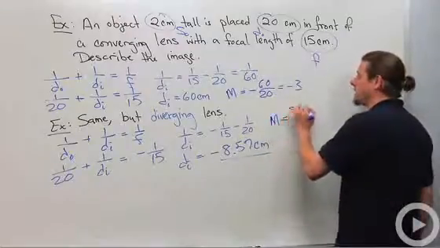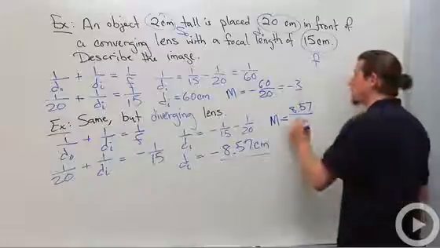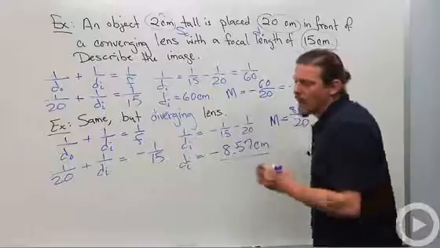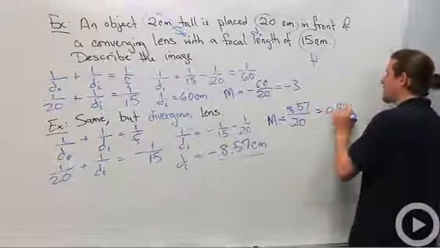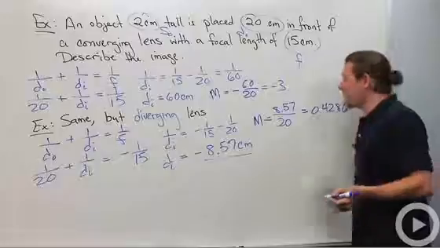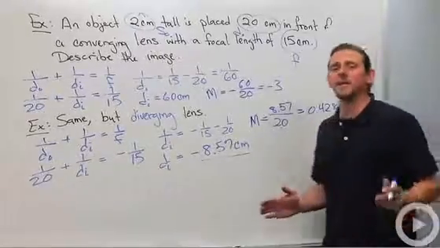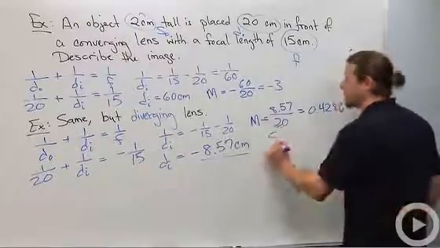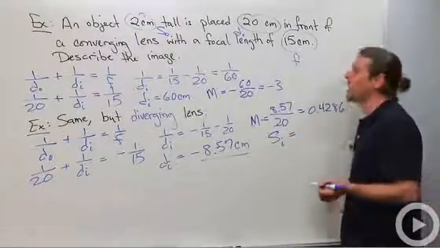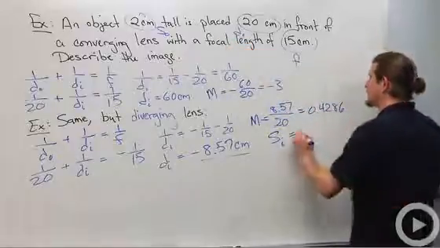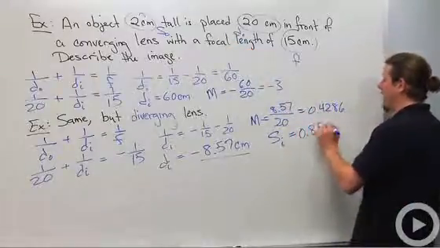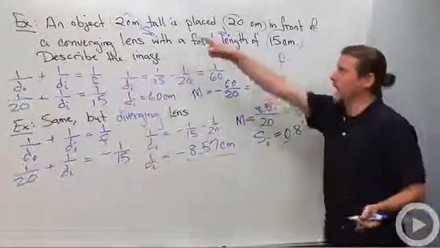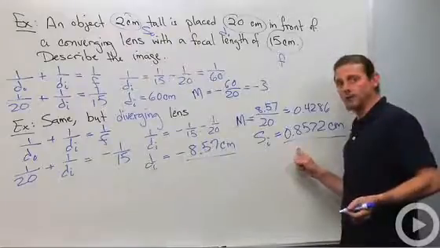In fact, we can calculate the magnification. Magnification is negative distance of the image over distance of the object, so 8.57 divided by 20, and this is 0.4286. The magnification is positive. That means that it is an erect or upright image. And the size of the image will be equal to this times the size of the object. So it's going to be 0.8572 centimeters, which is certainly less than the size of the object.